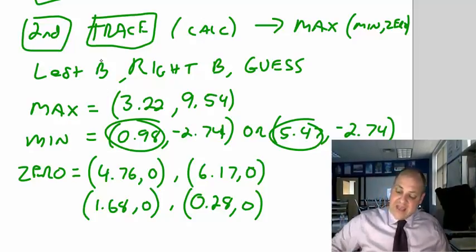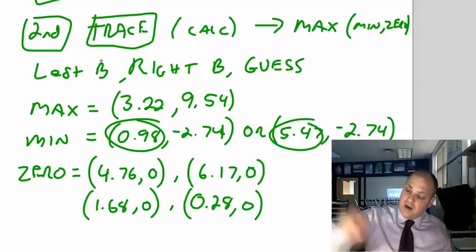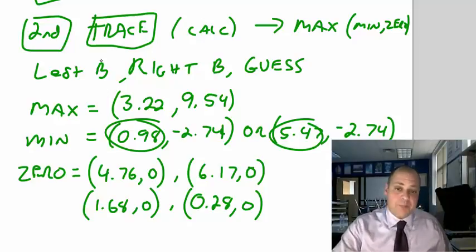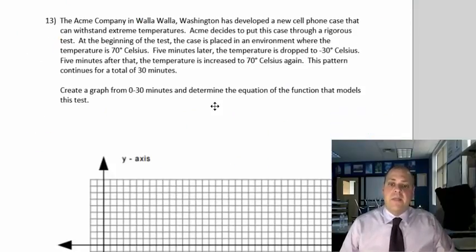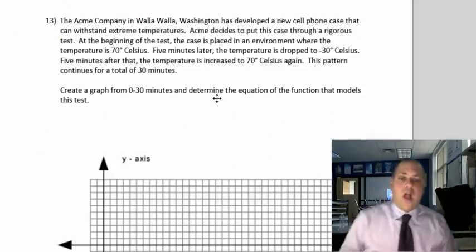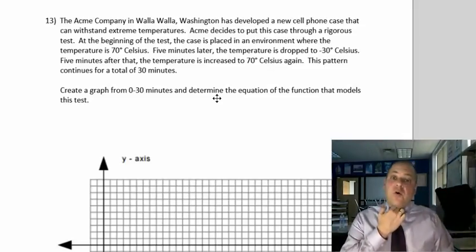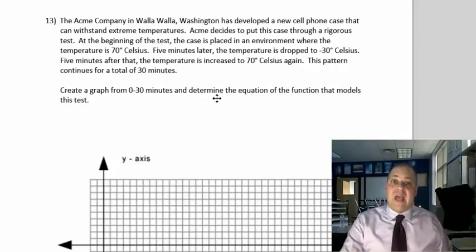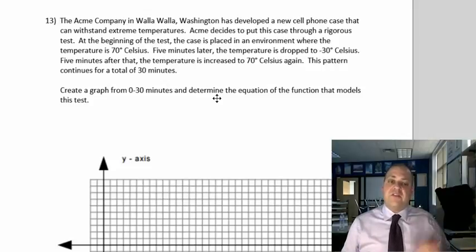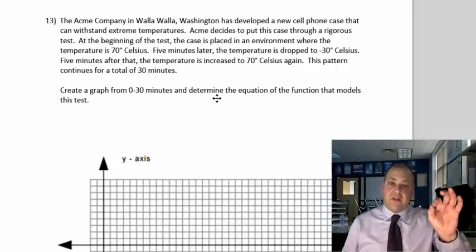All right, last one, our trig graph application, which we just learned recently. The Acme company in Walla Walla, Washington has developed a new cell phone case that can withstand extreme temperatures. Acme decides to put this case through a rigorous test. At the beginning of the test, the case is placed in an environment where the temperature is 70 degrees Celsius, so it starts out at 70 degrees.